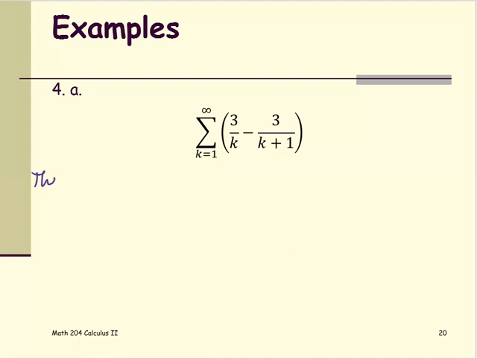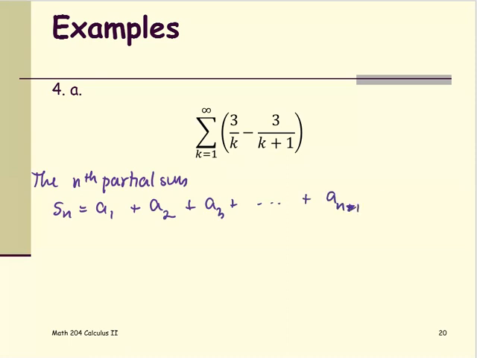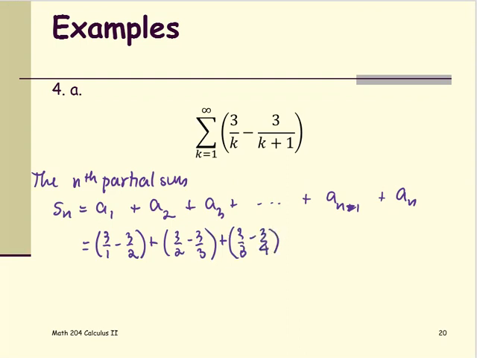We consider the n partial sum, which is Sn, or A1 plus A2 plus A3, up to A(n minus 1) plus An. For A1, or when k equals 1, we get 3 over 1 minus 3 over 2. A2 is 3 over 2 minus 3 over 3. A3 is 3 over 3 minus 3 over 4.